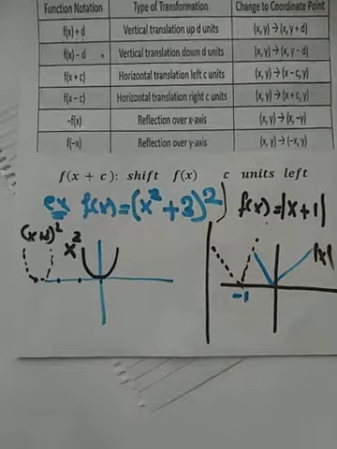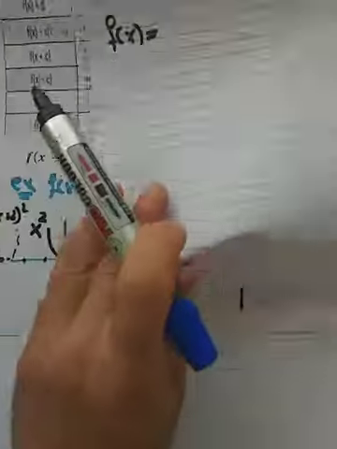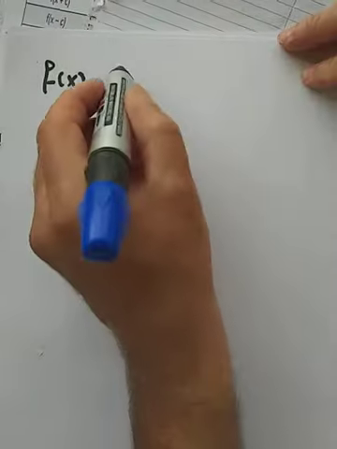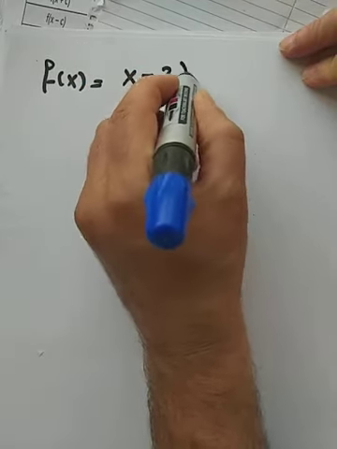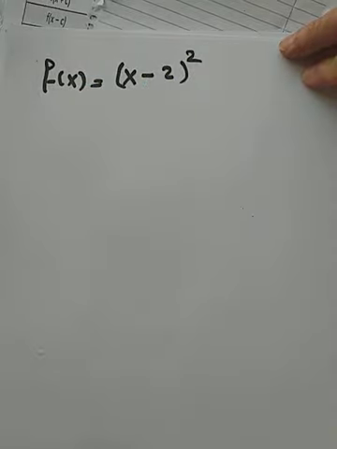Now, I will solve some questions for you, showing how you can graph a function. Let me start with this example. Let f of x equal x minus 2, all squared. Graph this one.